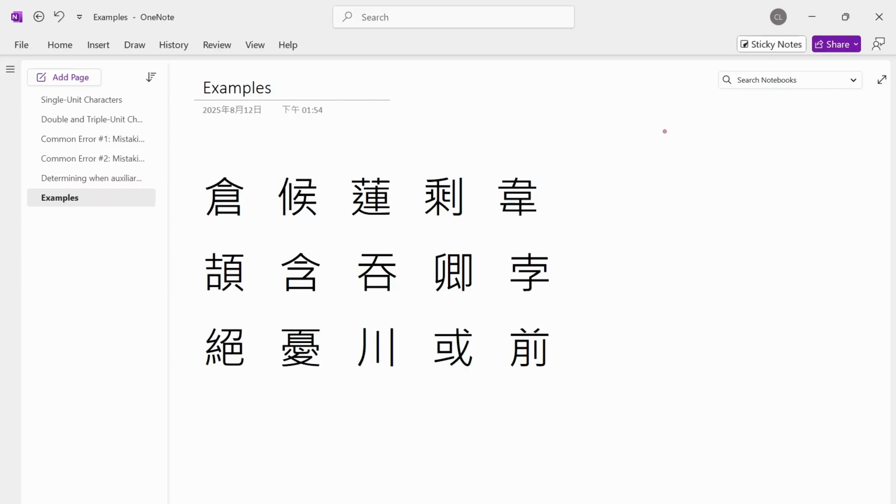Here are the examples for today. For each character, try to identify whether it is a single unit, double unit, or triple unit character. And once you've done that, try to figure out which part is the first unit, which part is the second unit, and which part is the third unit. Breaking down characters into units is probably the most confusing aspect of Cangjie because of all the exceptions and unintuitive rules, but hopefully this video was a good starting point.